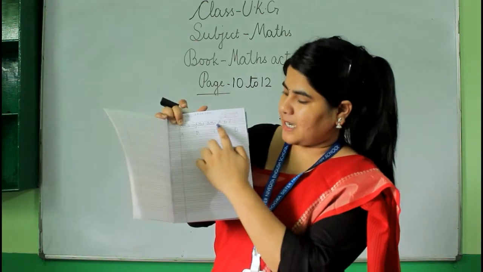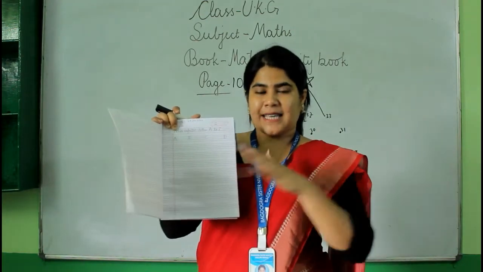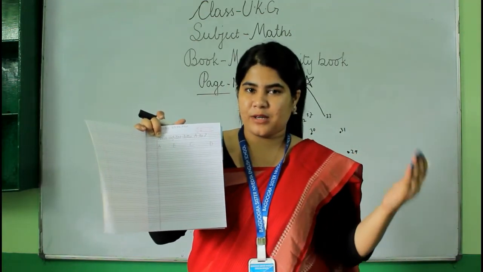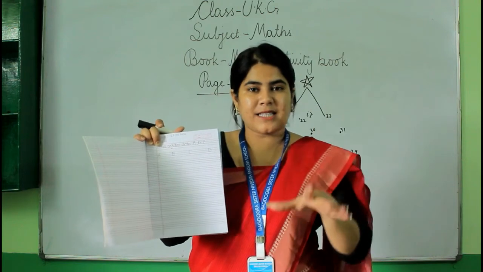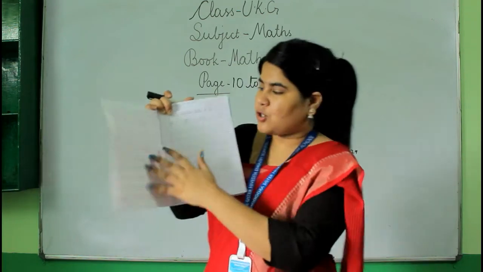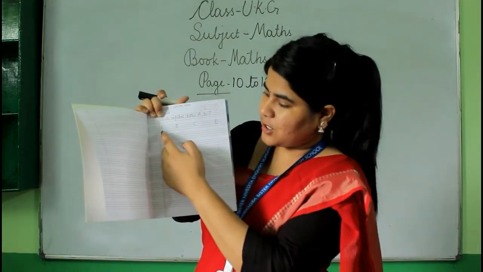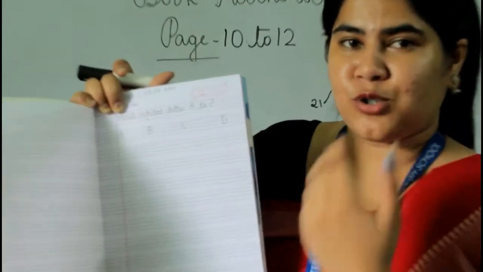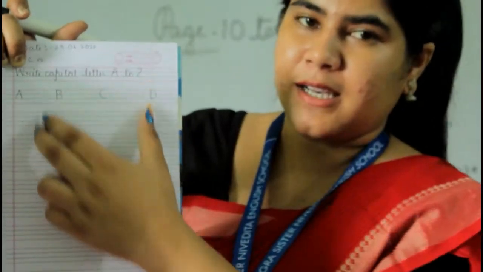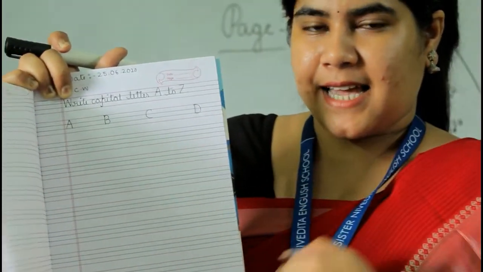Write capital letter A to Z. You will get the scanning part in our school website, okay? You can collect it from there and you can see how I have written there. So the question is here, write capital letter A to Z. Then I have just written here A, B, C, D just to show you. Now what you will do, you will fill it with A to Z, alright?